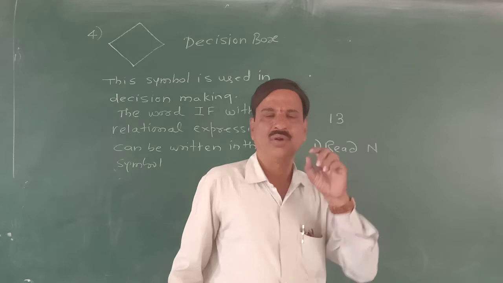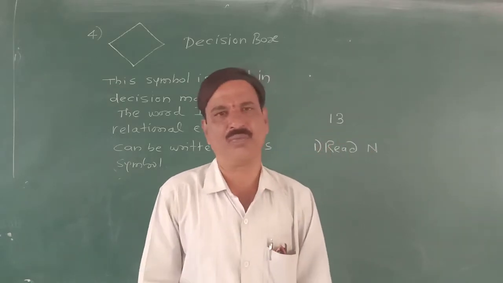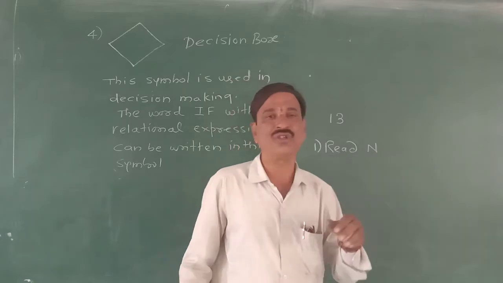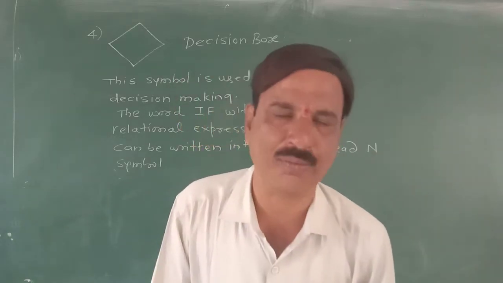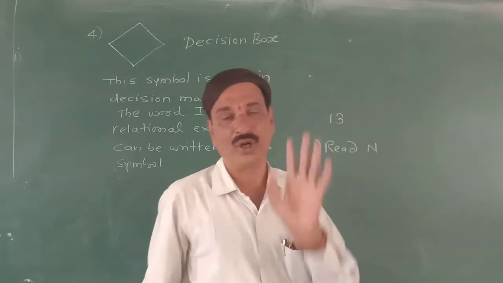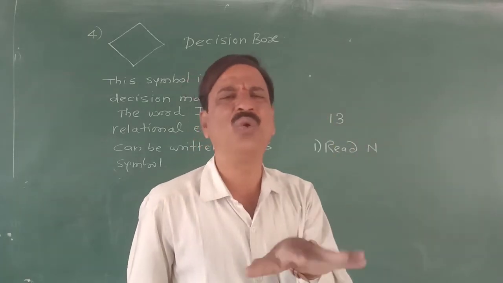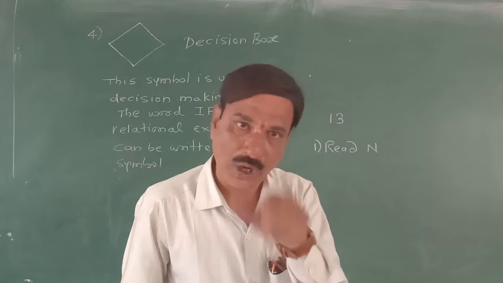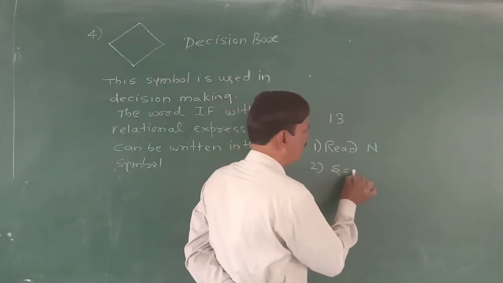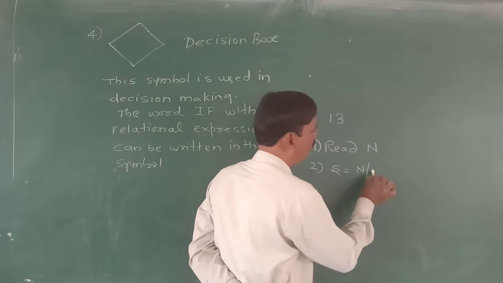Read n, we have written one instruction for the computer. So when runtime begins, the computer will execute this instruction and demand a number from the keyboard. At that time, say I have inputted 13, so n is equal to 13. But the computer will not do any further action. We have to instruct. Number 2. S is equal to n by 2.